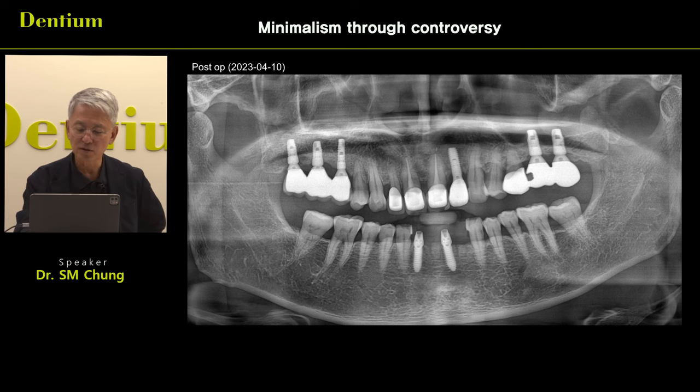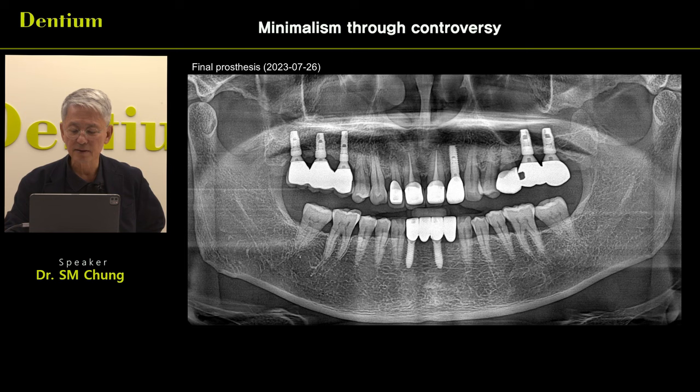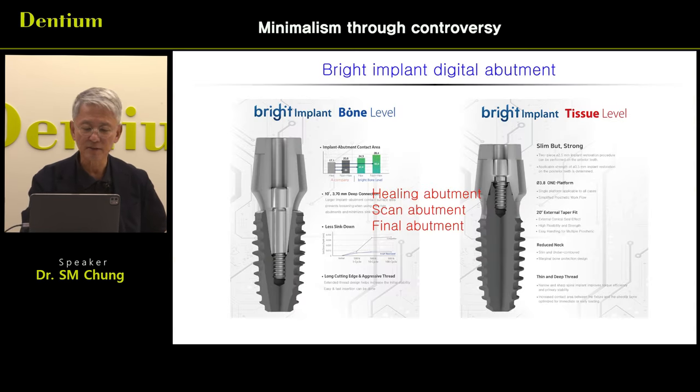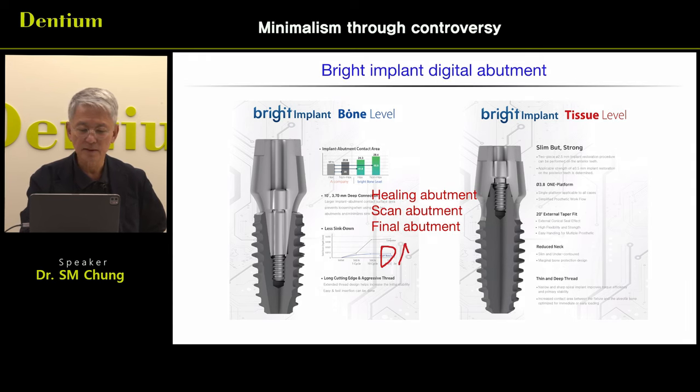We placed 2 implants after extraction, and made the final process, full contour zirconia after surgery and final impressions. The Bright implant system has 2 different digital abutments. They are the same size and shape, and as already mentioned, they can be used as healing abutment, scan abutment, and final abutment, all together.